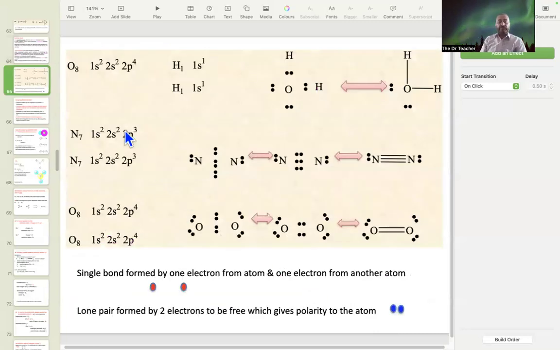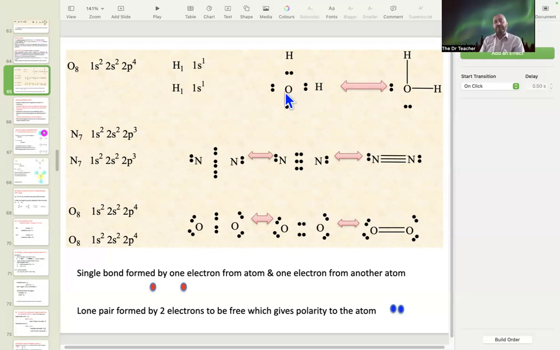Let's take an example of oxygen, atomic number 8, electron configuration 1s2, 2s2, 2p4. 2, 2, 4 will be 8. If we come to hydrogen, each hydrogen has atomic number 1, so it's 1s1. The other hydrogen in the water is 1s1. So we have 1 oxygen and 2 hydrogens. Now let's combine them together and see how the bonding forms.